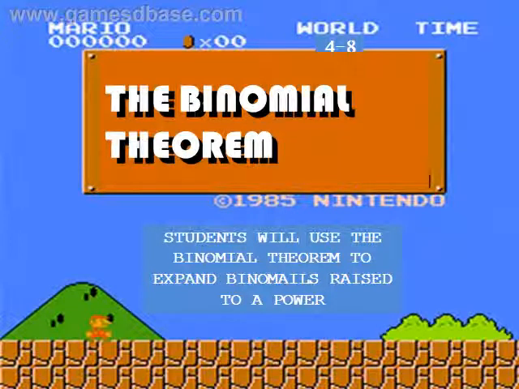So unit 4, lesson 8, is on the binomial theorem. Now, the binomial theorem is a way to expand binomials that are raised to a power. So if I have x plus 2 and then raise that whole thing to the third power, that's when I would use the binomial theorem.